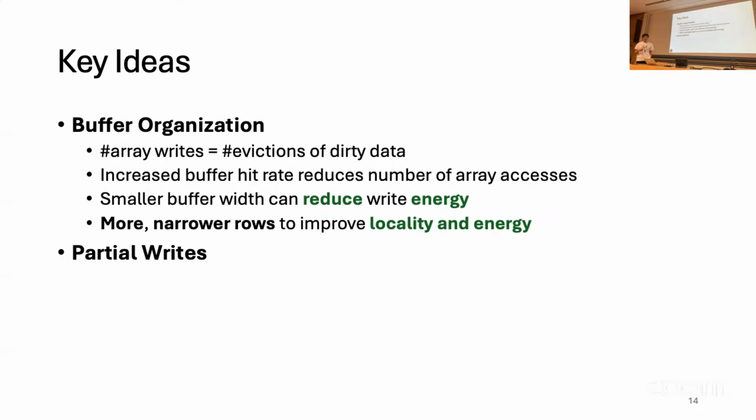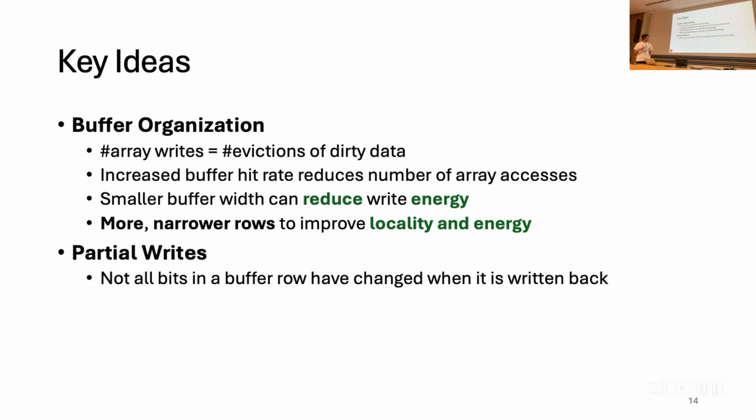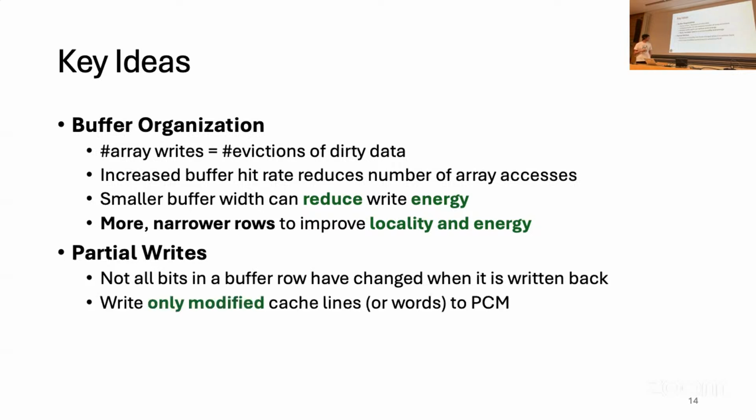And the key idea to tackle the endurance problem is an idea called partial writes. The observation for this idea is that not all bits in the buffer row have changed when it's written back. So it might be that only one word has changed. And then when we write back the buffer row, traditionally still everything in that buffer is written, and some of that is written unnecessarily. So the authors try to only modify the actually changed parts of the buffer row.